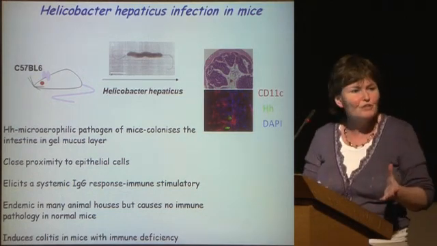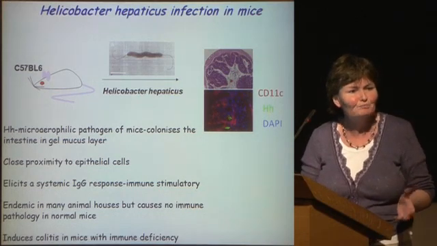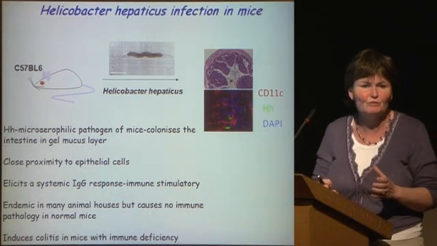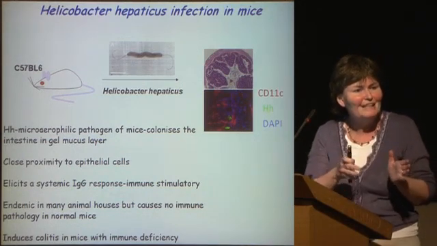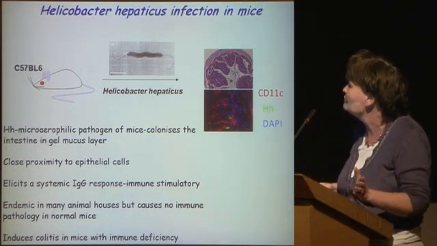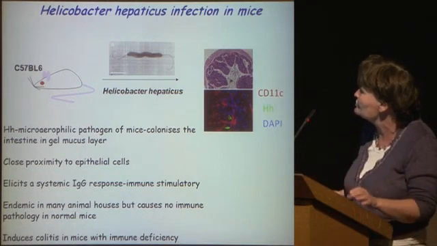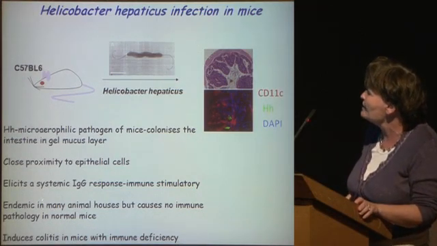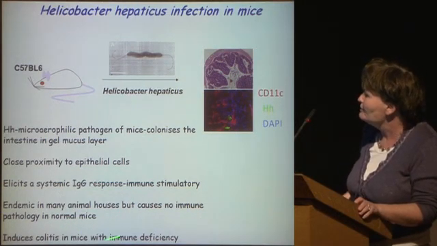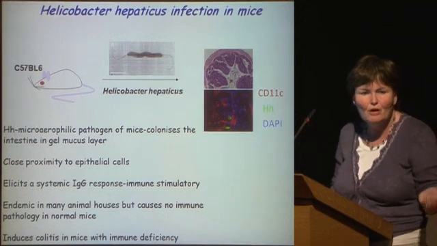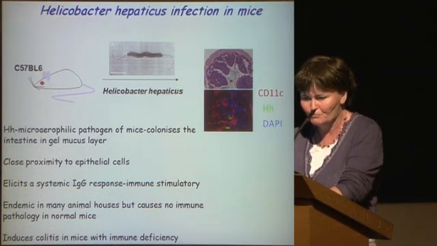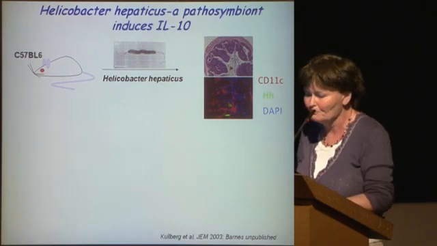But in normal hosts, it does not elicit any inflammation. But it does prime the immune system because it elicits a systemic IgG response. So it's not a completely innocuous commensal. It could be considered, as Sarkis Mazmanian has suggested, as a pathosymbiont. It's endemic in many animal houses, but causes no immune pathology in normal mice, but will induce immune pathology in mice with immune deficiency, and this may be what's happening in IBD patients exposed to certain types of intestinal bacteria.